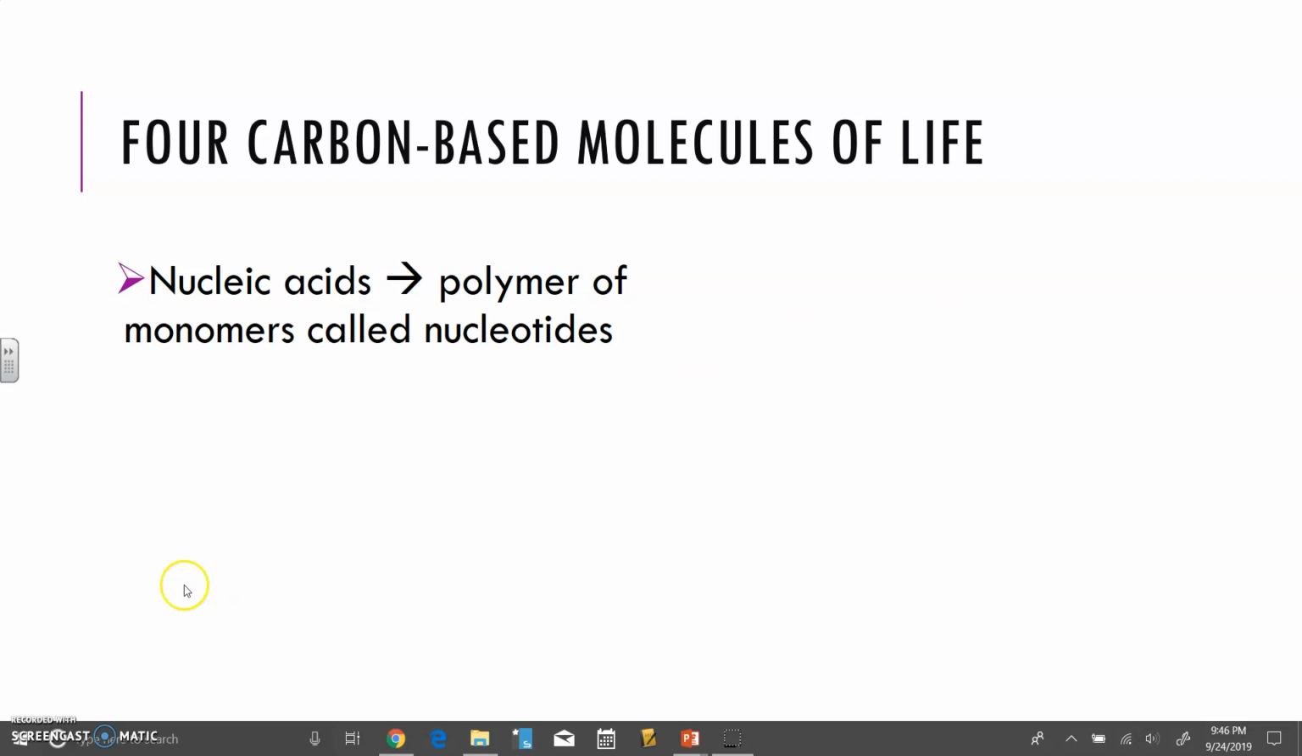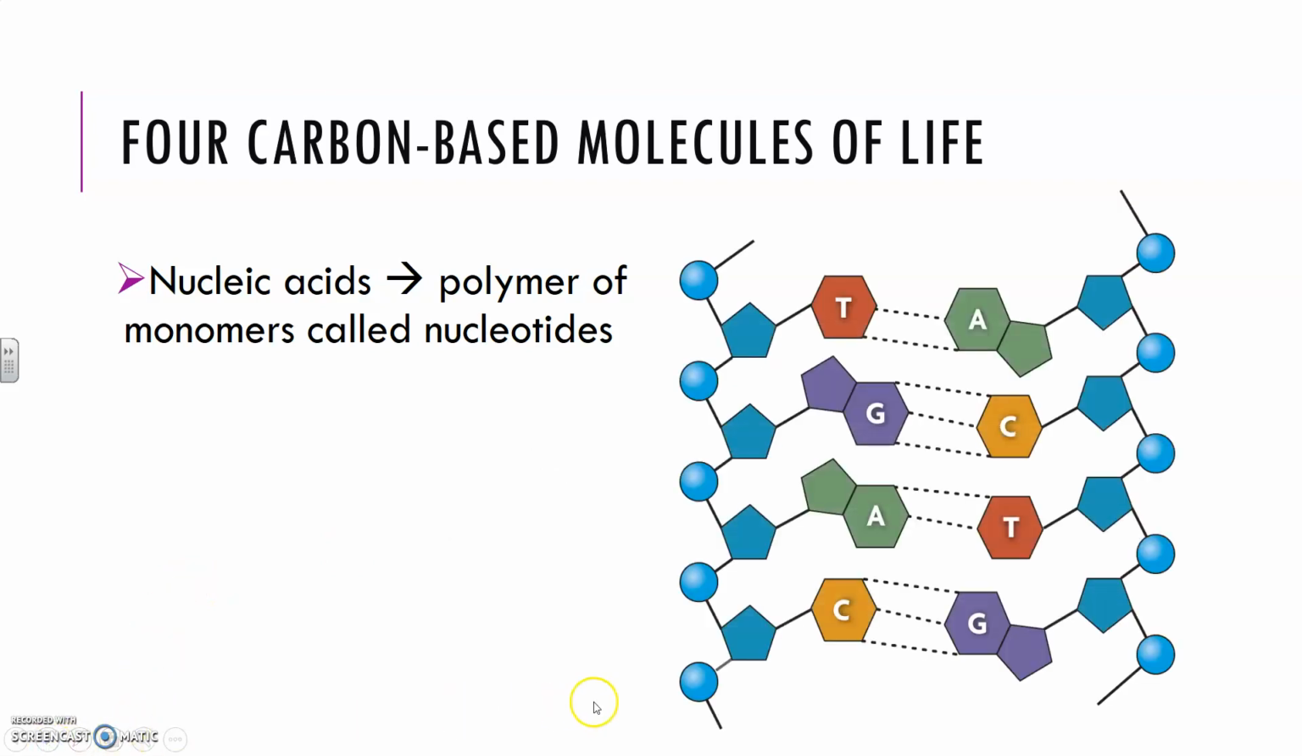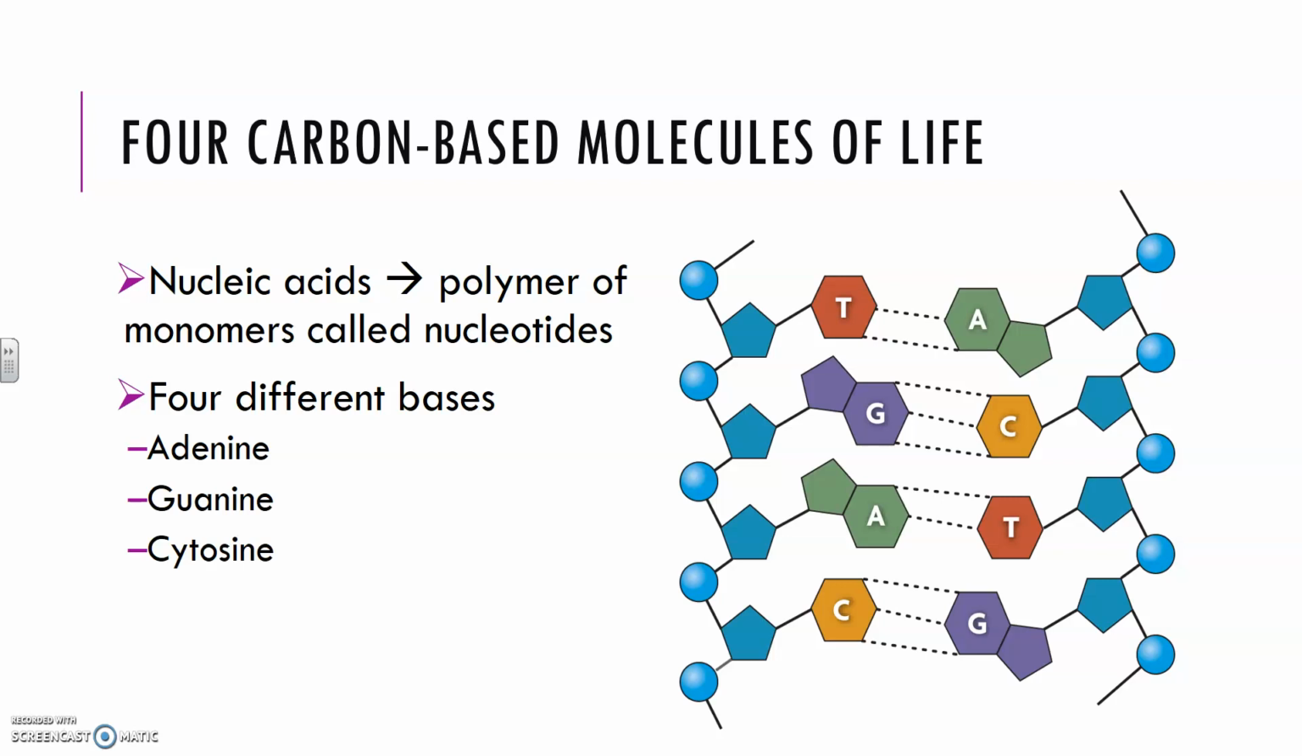There are four different types of nucleotides. You can see their abbreviations here: A, T, G, and C. The four different types of nucleotides are based on their bases, which we'll talk about in just a second. They are adenine, guanine, cytosine, and thymine. Those are the four major types. Thymine does eventually get replaced with uracil, but we'll talk about that when we start talking about RNA.